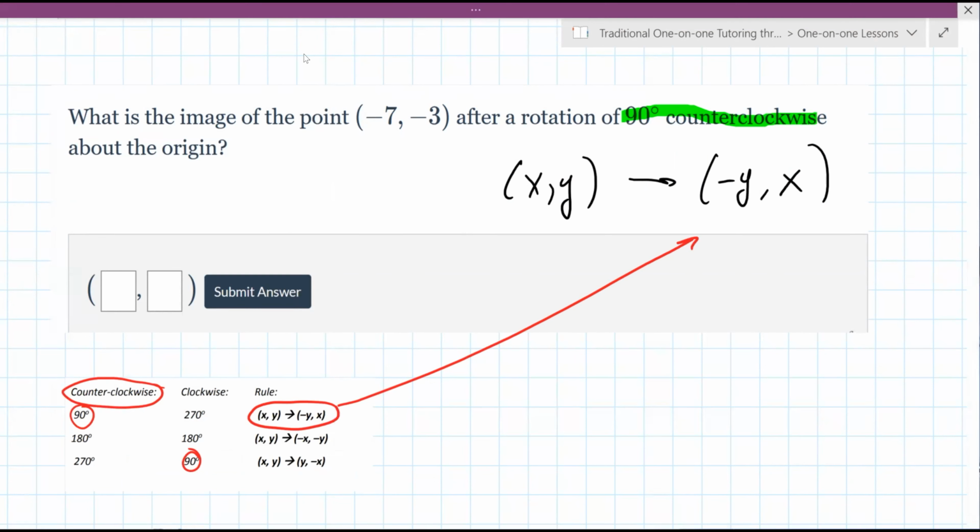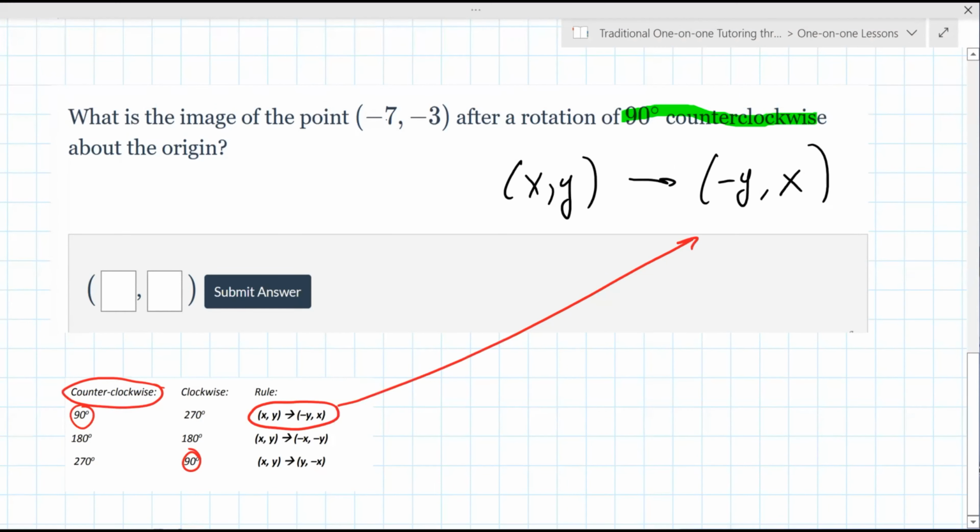So how does that change? How does it change these numbers here? How does it change -7, -3? It's +3. Good. Yeah. And then -7. Yeah, it's nice when you can just keep the number there. So let me enter that. 3, -7.